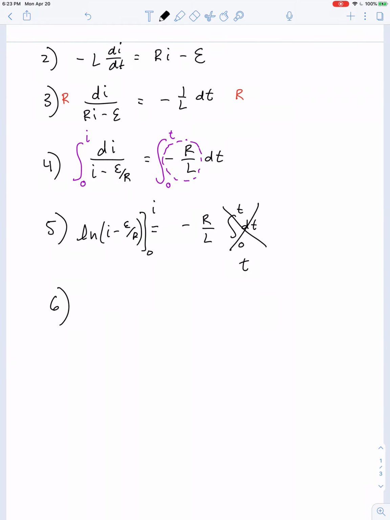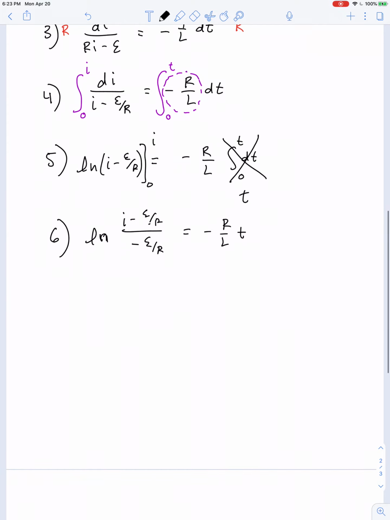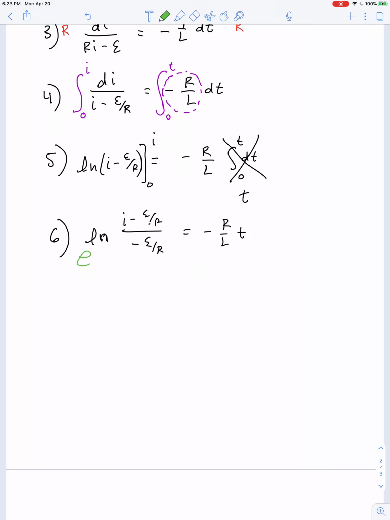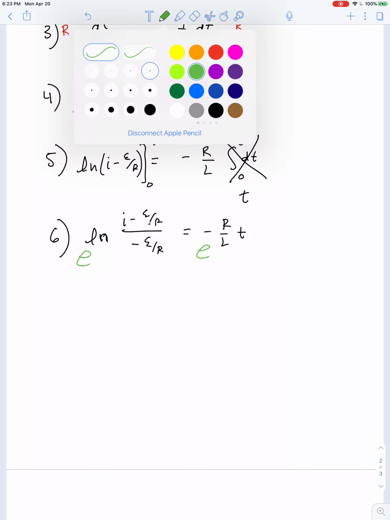So step 6 looks something like this. The natural log of I minus E over R, divided by negative E over R, so we've applied our limits of integration, is equal to negative R over L times t. Whatever we do to one side of the equation, we do to the other. So I'm going to raise e to whatever is expressed on both sides of the equation.